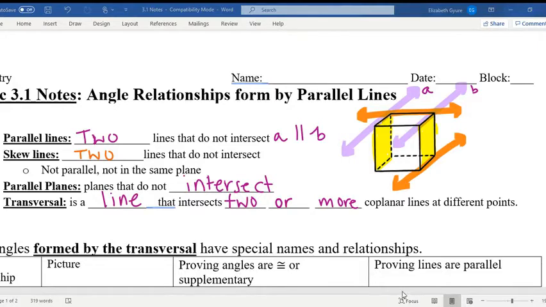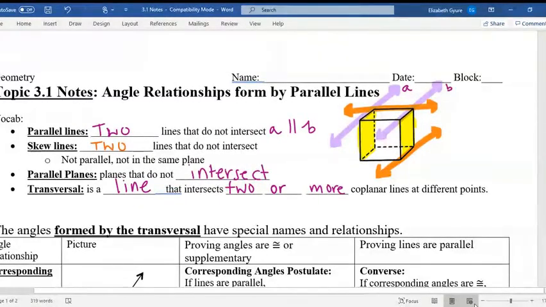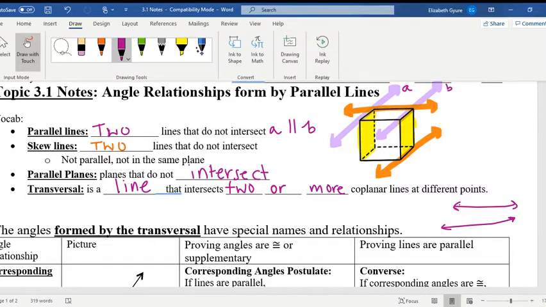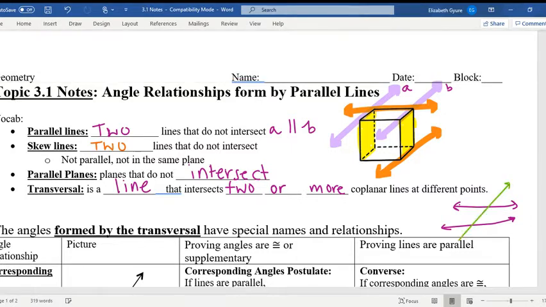What this is going to look like, I'm going to draw kind of off to the side here. You would have two lines. It doesn't really matter if they're parallel or not. I'm just going to draw two lines. Pretend that they're straight, I guess. And if there is another line that intersects both of them, that is a transversal. So this line here would be a transversal because it's intersecting those two purple lines.